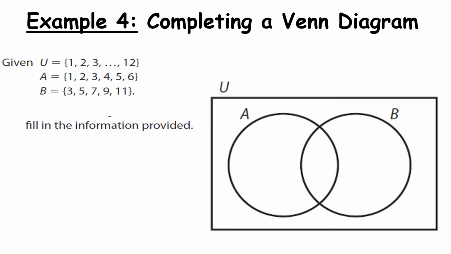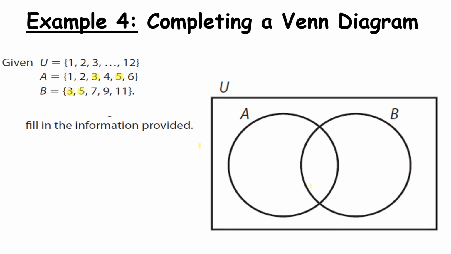Example 4, completing a Venn diagram. So we're going to do this with a 2-set Venn diagram. So we've set A and set B. We also have the universal set, which they've given us. So the important thing to note is that we always start filling in a Venn diagram from the center, so from A intersection B. So we need to figure out what the set A and B have in common. So there's a 3 in common and there's a 5 in common.